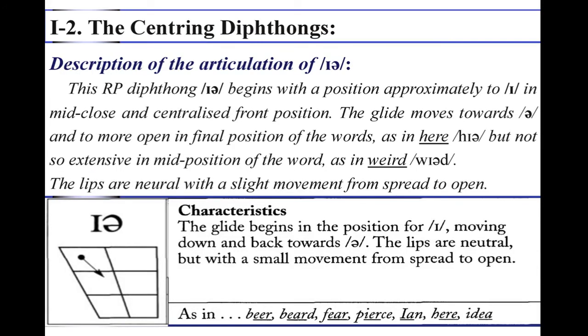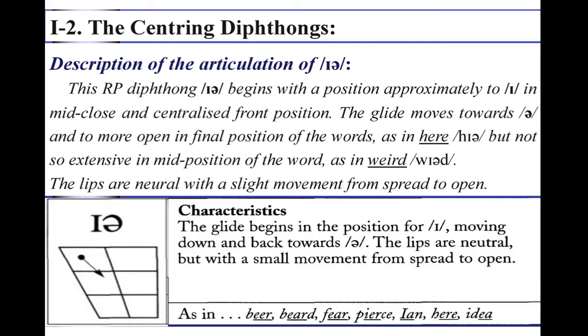Centering diphthongs. Description of the articulation of ear. This RP diphthong, ear, begins with a position approximately to short e, a mid-close and centralized front position. The glide moves towards schwa and to a more open final position in words such as here, but not so extensive in the position of the word, as in weird. The lips are neutral with a slight movement from spread to open.